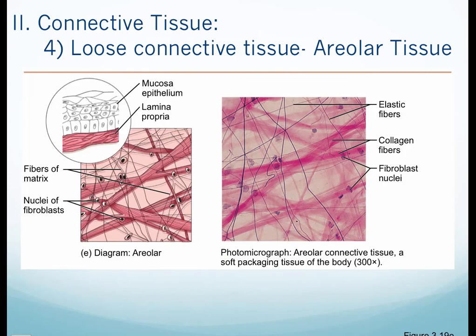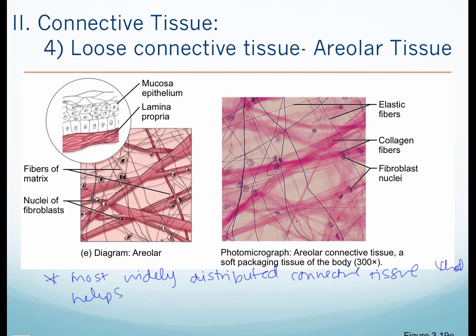Next category we have is the first type of loose connective tissue, areolar connective tissue, and this is the most widely distributed connective tissue that helps with holding internal organs together.